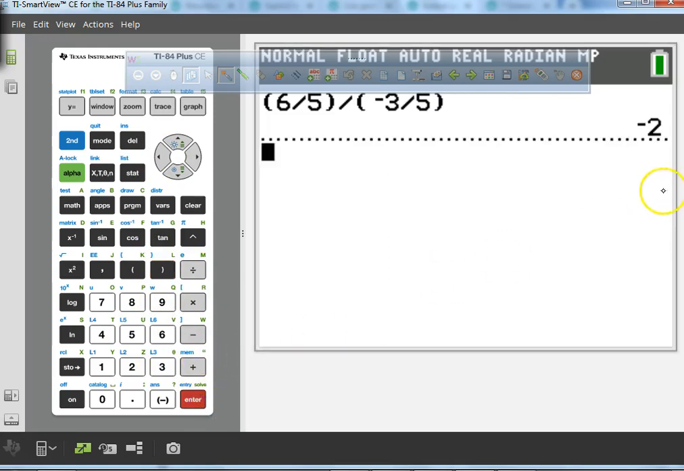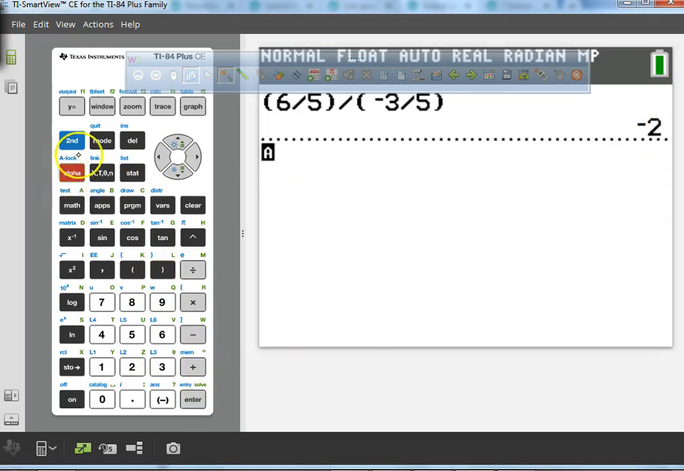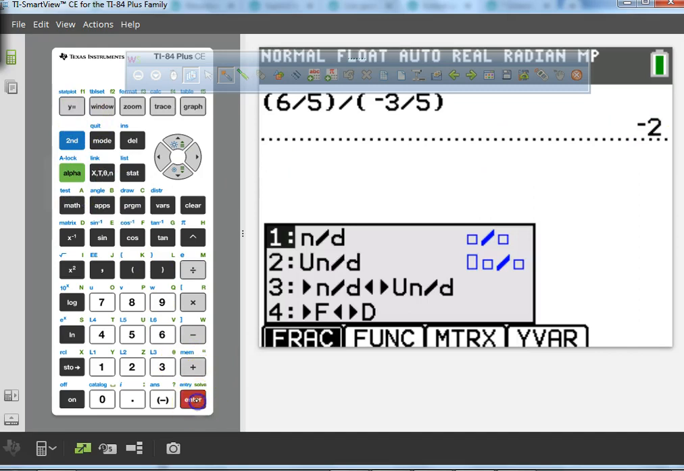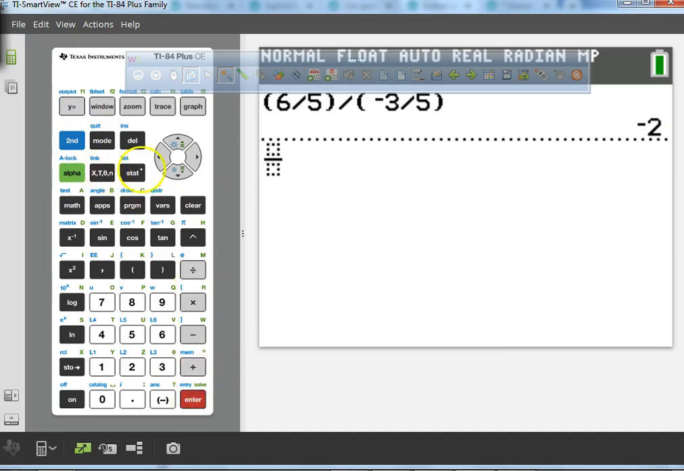All right. And you can see it's negative 2. Now, some students like the whole alpha y equals, but it kind of gets ridiculous because you got to do an alpha y equals, and then another alpha y equals enter, and then a 6 over a 5, and then you got to go down here and do another alpha y equals enter, which just looks ridiculous after a while. But you can still do it this way too. You still get a -2.